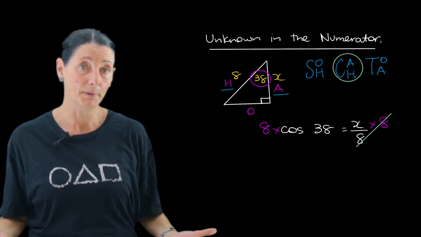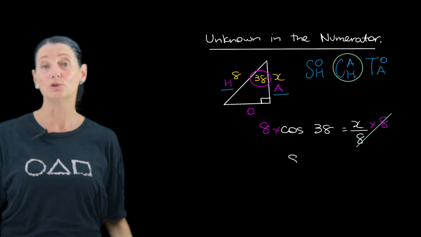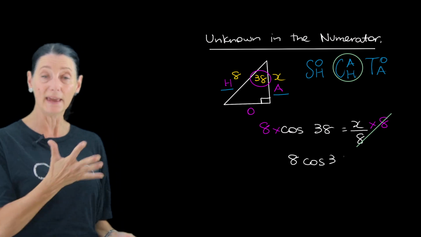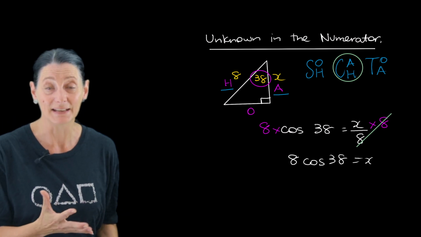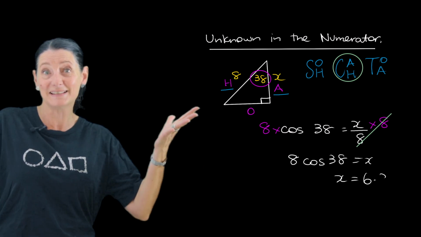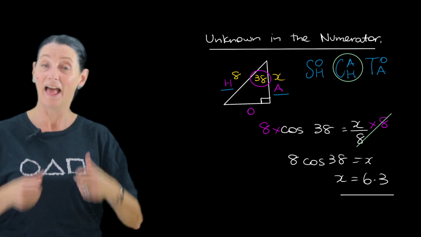So we'll multiply both sides by 8, and all we do is pick up a calculator. And look how simple it is. 8 cos 38. Punch it in. Woohoo! Answer, x equals 6.3. That's it.